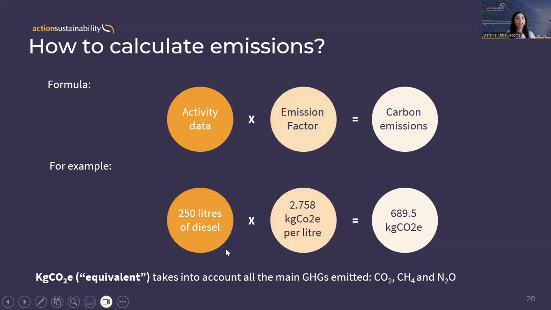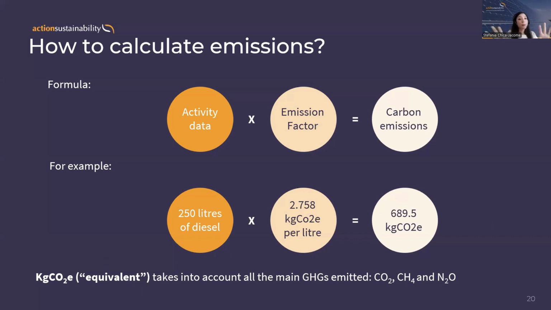So let's say that in your company, you consumed 250 liters of diesel. That's your activity data. You need to multiply that times the emission factor for diesel, which is 2.7 kilograms of CO2e. Okay, and that gives you a total of 689 kilograms of CO2e. In other words, burning 250 liters of diesel will generate 689 kilograms of carbon. Okay, that's a considerable amount.